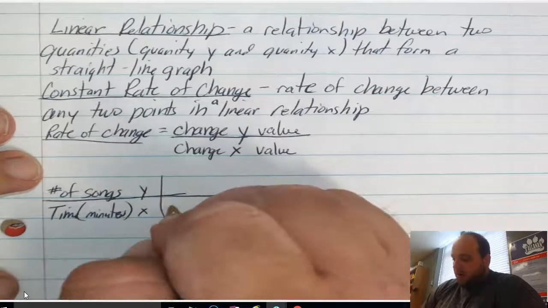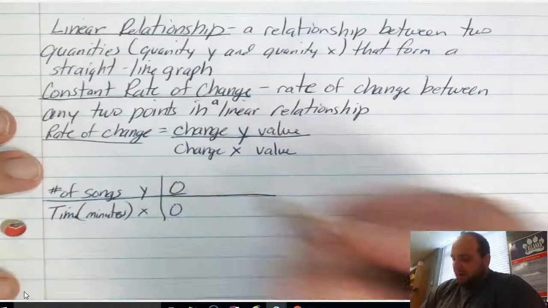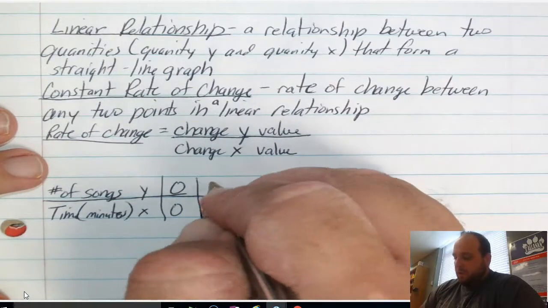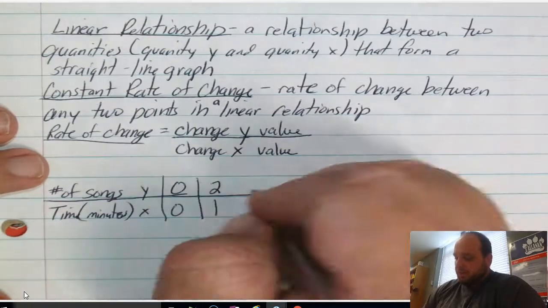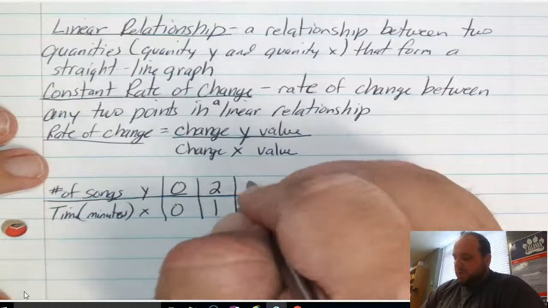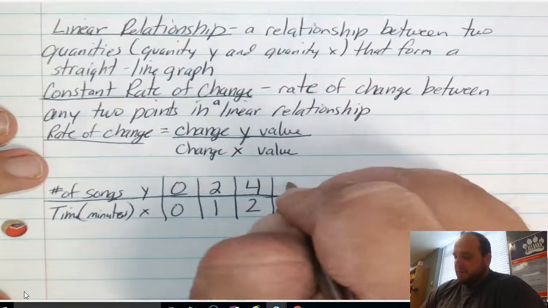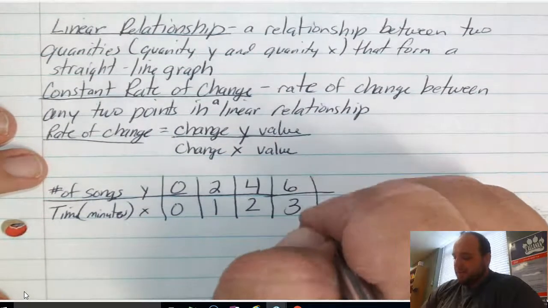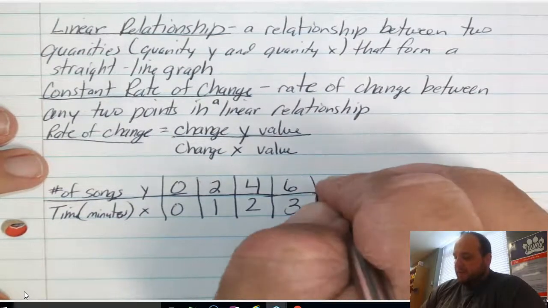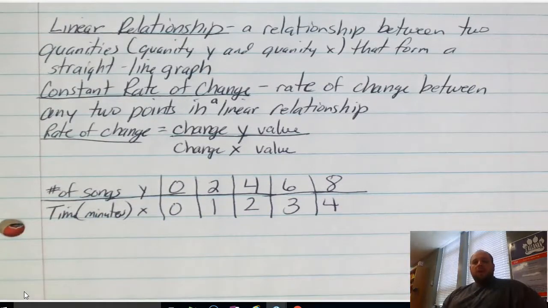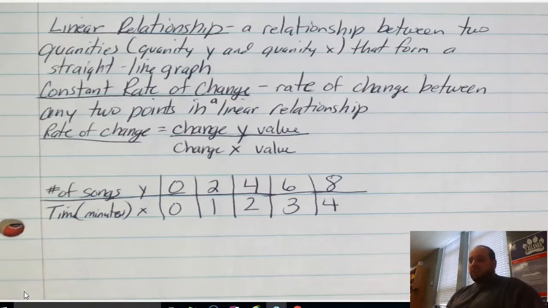So I know at 0 minutes, I will have 0 songs downloaded. After 1 minute, I have 2 songs downloaded. After 2 minutes, I have 4 songs downloaded. After 3 minutes, I have 6 songs downloaded. After 4 minutes, I had 8 songs downloaded, all right? So what I'm going to do is look at this table, and look at what was the rate of change on this table.